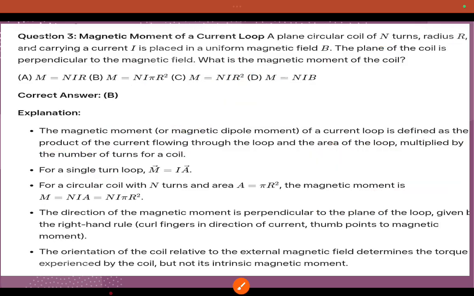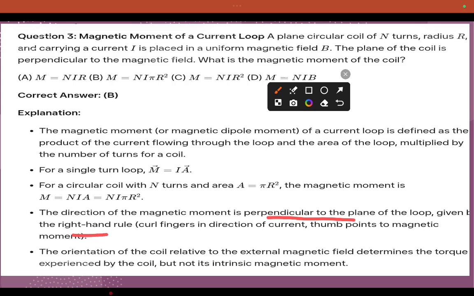The direction of the magnetic moment is perpendicular to the plane of the loop, given by the right hand rule.